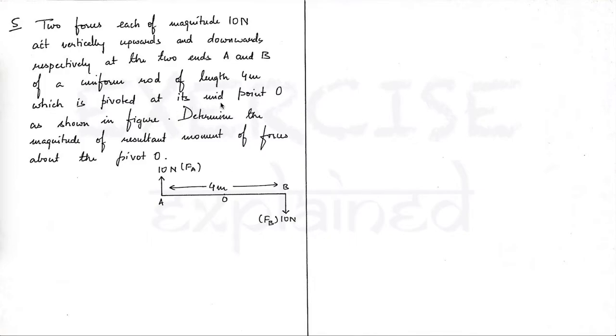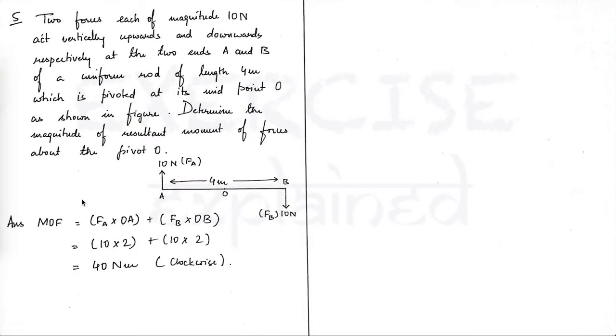which is pivoted at its midpoint O as shown in figure. So the center is O, it is pivoted here. Determine the magnitude of resultant moment of forces about the point O. So we basically need to find the moment of both the forces about the point O. So here what I would do is, total moment of force will be moment of this force, that is Fa about O plus Fb about O.